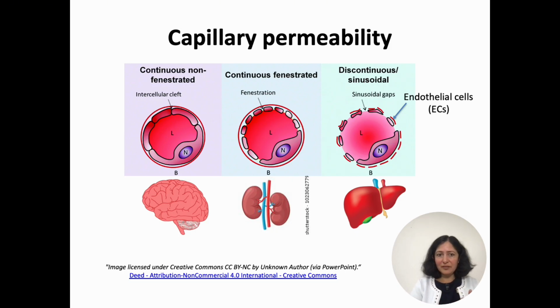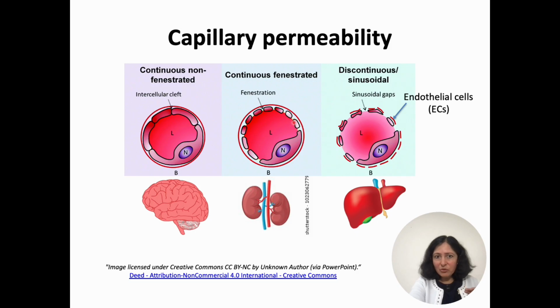different in different organs. For example, on the left, you see the continuous or non-fenestrated capillaries in the brain. These are the cross-section of the capillaries. Inside is the lumen, and these are the endothelial cells, and this is the nucleus. The continuous non-fenestrated capillaries have tight junctions, for example the blood-brain barrier, and drugs really cannot cross these blood-brain barriers easily.